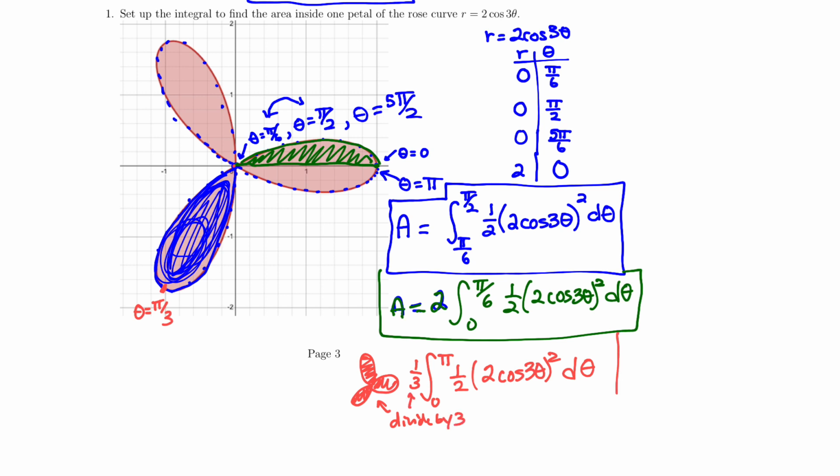So there are lots of ways that you can find the area of a single petal. Different ways you can set up your integral to do that, because of symmetry, because of the way polar behaves. This is where students sometimes get way confused and overwhelmed.